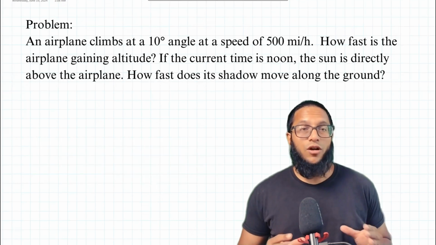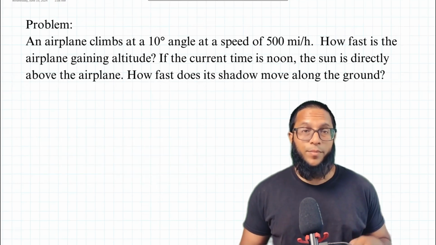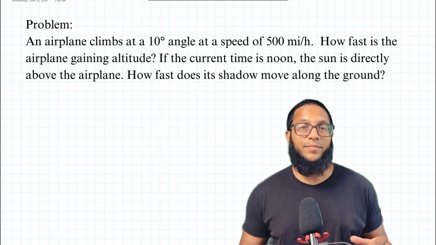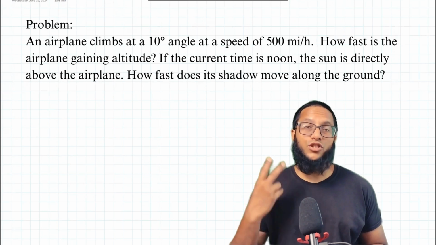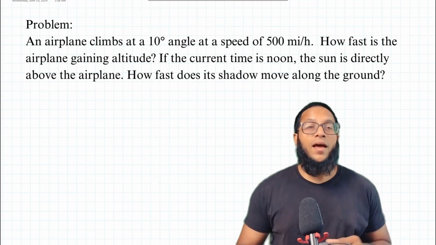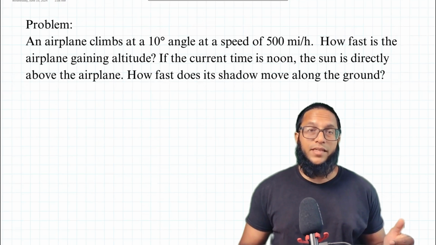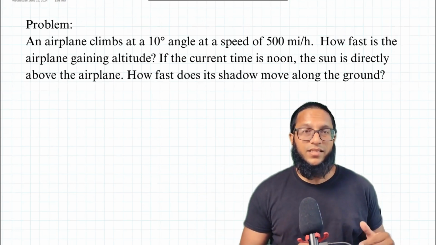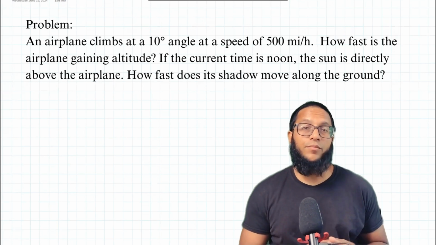We like to start off these types of problems by reading the problem and understanding what exactly it says. So let's take a look. An airplane climbs at a 10-degree angle at a speed of 500 miles per hour. Now we can see that this is a two-part problem. Part A asks, how fast is the airplane gaining altitude? And part B starts off by telling us that the current time is noon, the sun is directly above the airplane, and it asks us how fast is the shadow of the airplane moving along the ground.